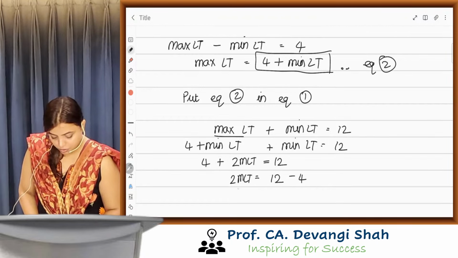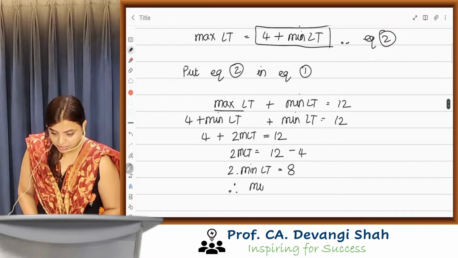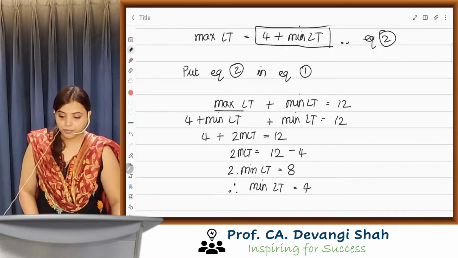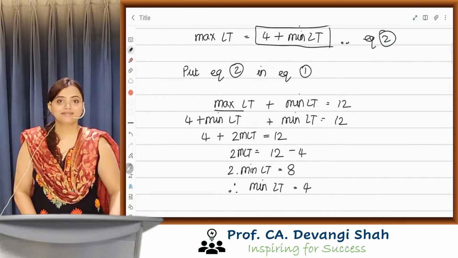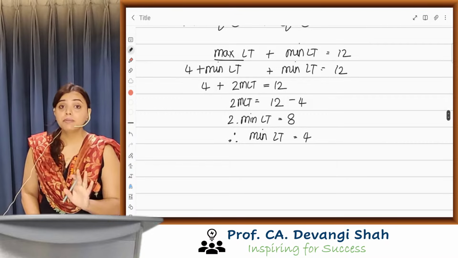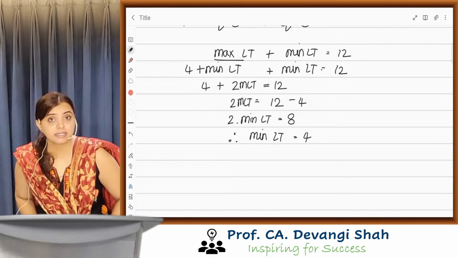12 minus 4. Twice of minimum lead time is 8. So you get your minimum lead time as 4. Very good. So now you have got to know that your minimum lead time is 4. Very easy to compute what is your maximum lead time.